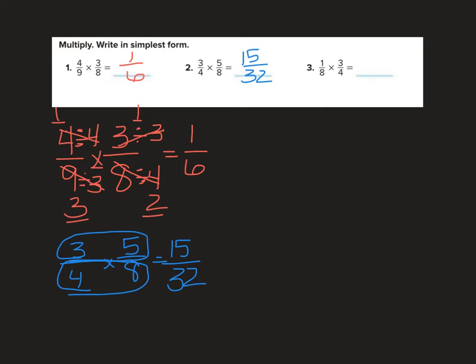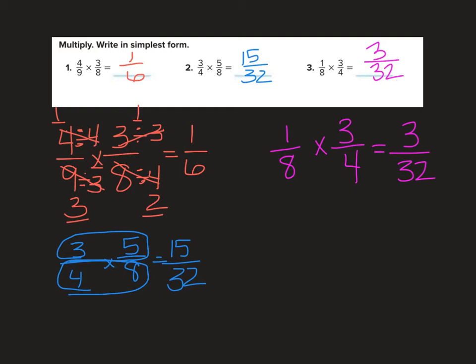Okay. Let's see. I think I need to get a different color here. Like purple. Purple sounds great. Okay. So here I have 1/8 times 3/4. Again, if I'm looking across and up and down, I cannot see anything that I can simplify. So I'm just going to have to multiply numerators, multiply denominators. 1 times 3 is 3. 8 times 4 is 32. 3/32, I know that 3 does not go into 32 and 3 is a prime number, so that is simplified.